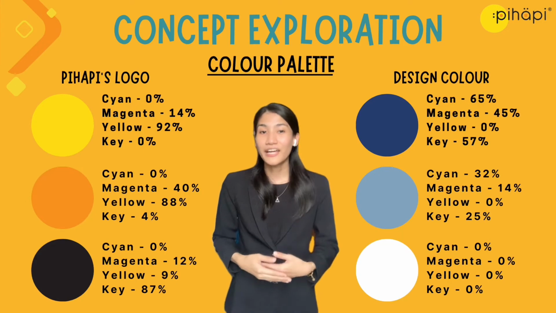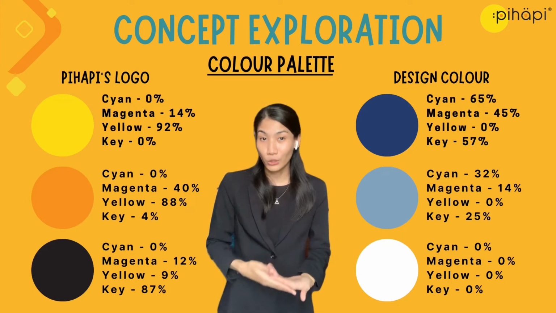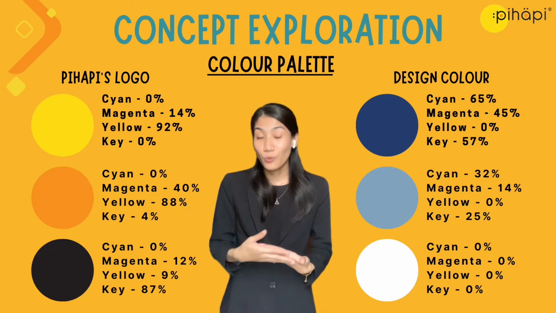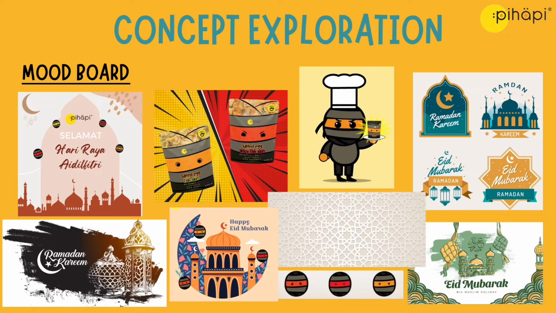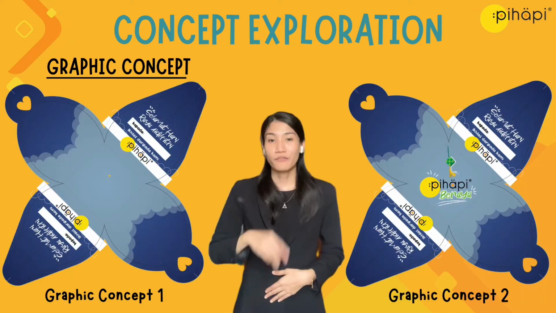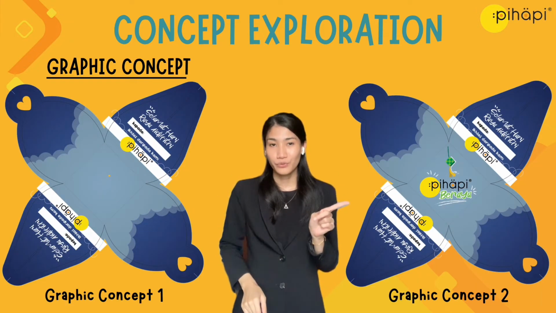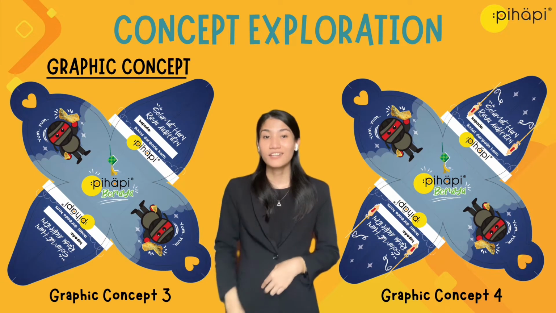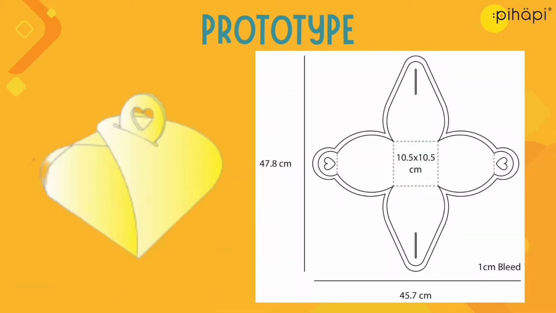On the other hand, I also included the color palette for Pihapi's logo and the design color as well as the mood board to develop the design. For the typography, there are 3 different fonts used, which are Rehat, Hansit, and Myrat Pro Regular. Apart from that, there are also 4 graphic concept designs made based on the sketches by using Adobe Illustrator. Graphic Concept 1, Graphic Concept 2, Graphic Concept 3, and Graphic Concept 4. Finally, this is the prototype for the project.